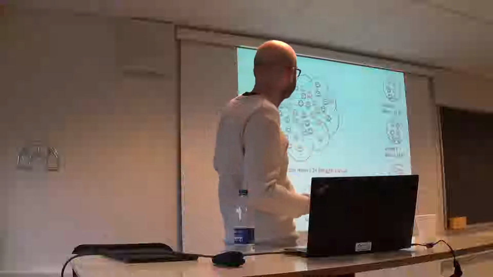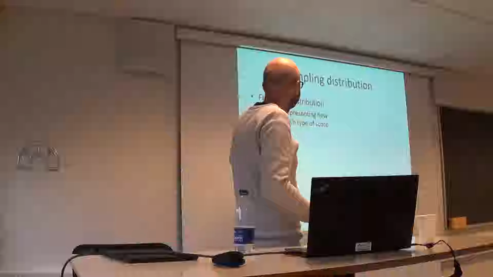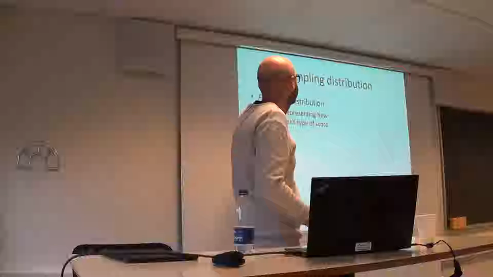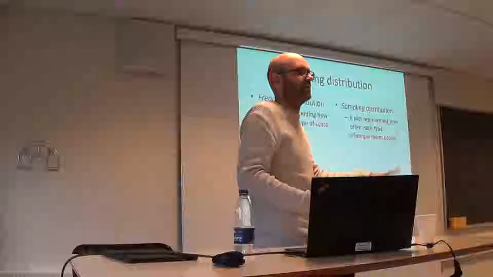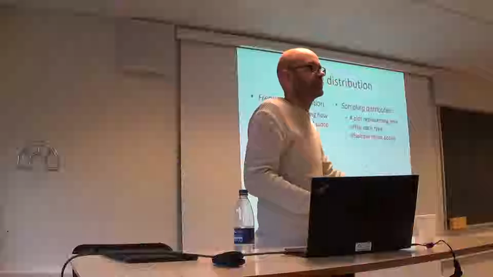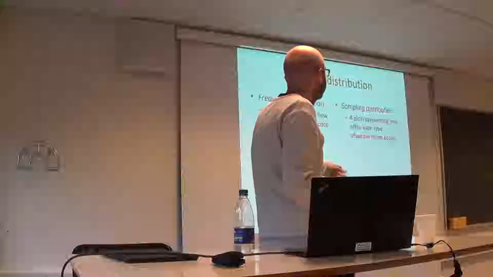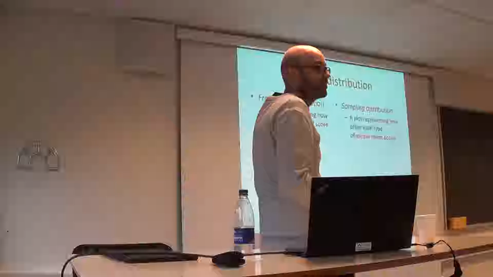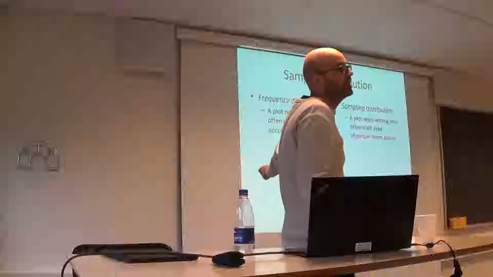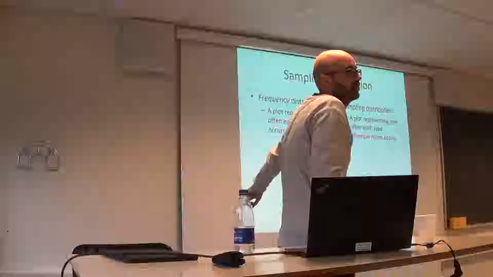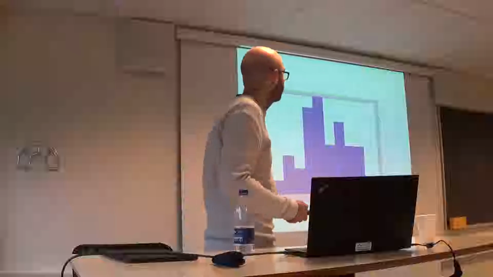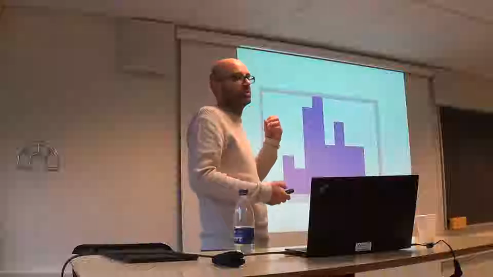Okay? So if a frequency distribution is something that represents how often each type of score occurs, what a sampling distribution represents is exactly the same thing, exactly the same mechanisms, exactly the same rules, exactly the same formulas to calculate everything. But instead of representing how often each type of score occurs, it represents how often each type of sample mean occurs in our 40 small samples. So let's plot that. That's how our 40 small samples would look.